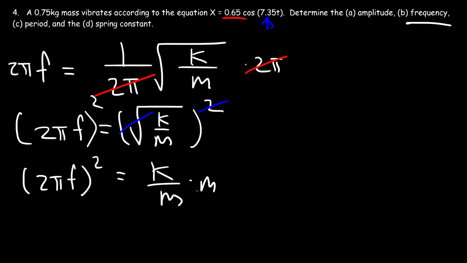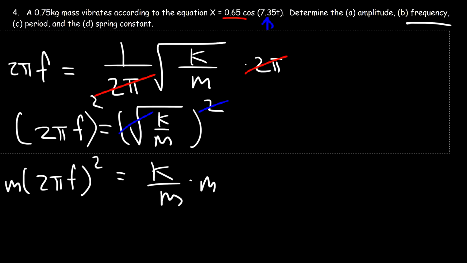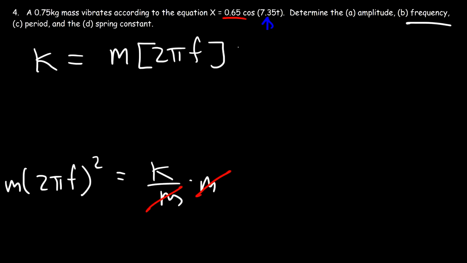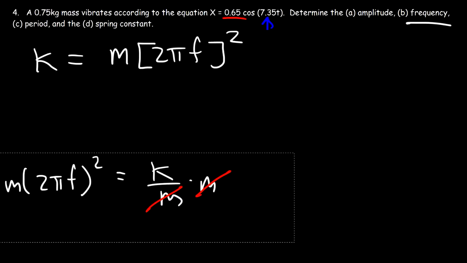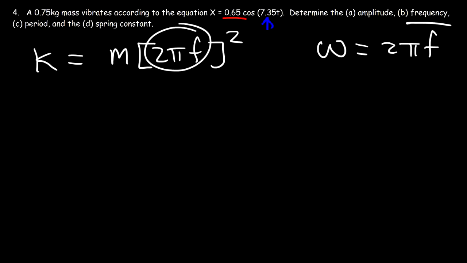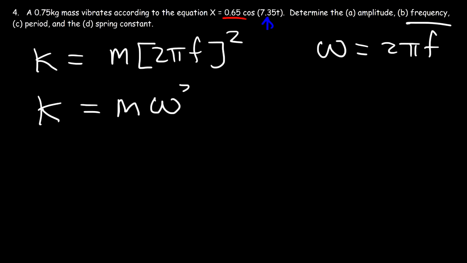So I'm going to multiply both sides by m. So let's get rid of that. So the spring constant is equal to the mass times 2 pi times the frequency squared. So if you have the mass and the frequency, you could use that equation to calculate the spring constant. Now keep in mind that omega is 2 pi f. So we can replace 2 pi f with omega. So the spring constant is the mass times the square of the angular frequency, which we know is 7.35.